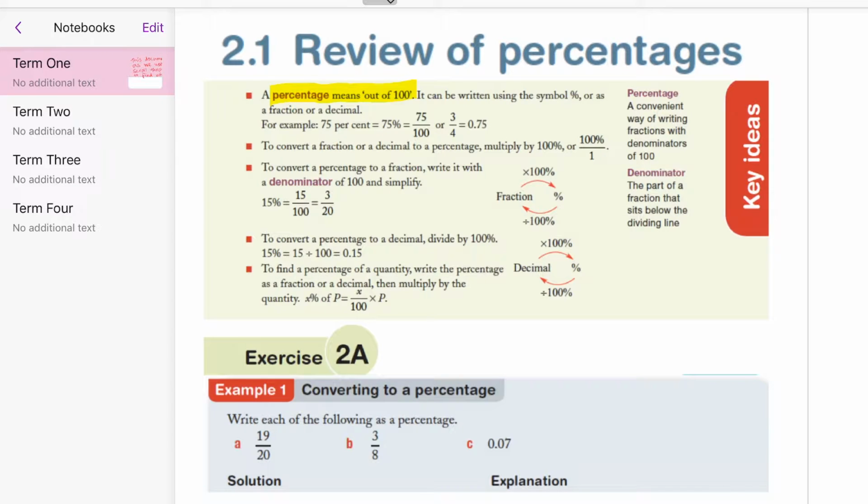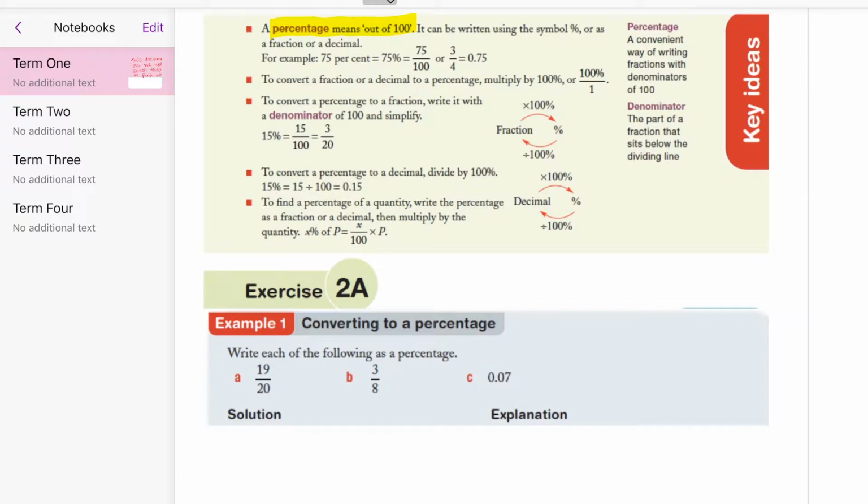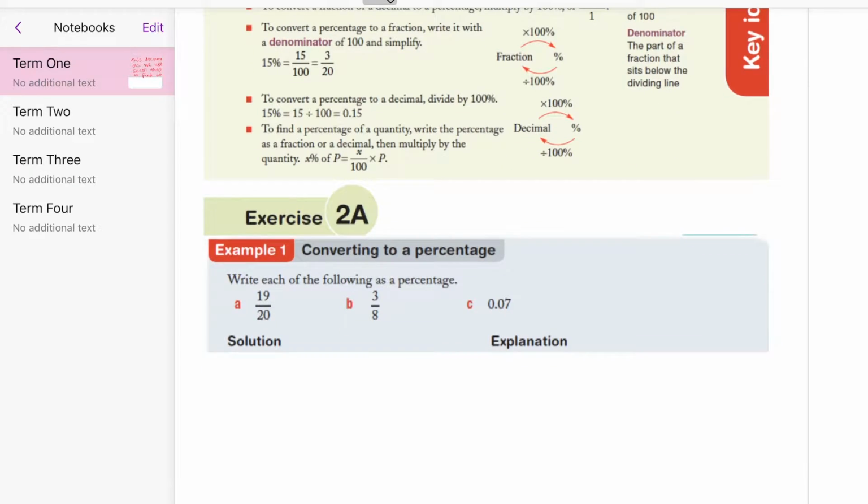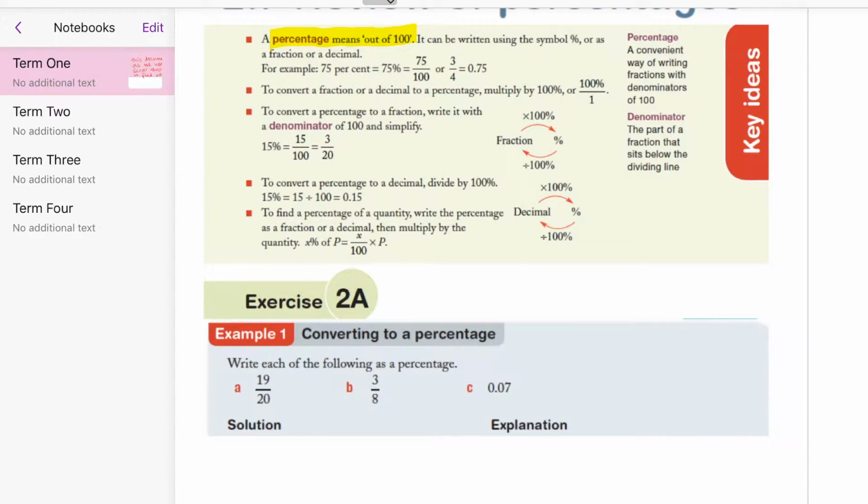Today I'm going to be reviewing percentages. Exercise 2A from your textbook. When we're reviewing our percentages, we need to remember that we're dealing with it being out of 100. So typically you're trying to get the denominator to be 100 in order to make it into a percentage.